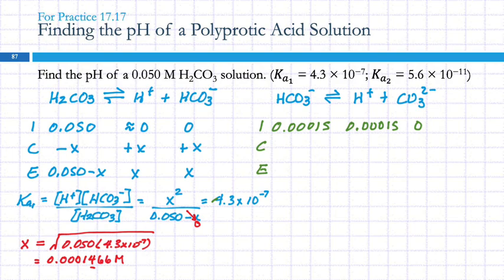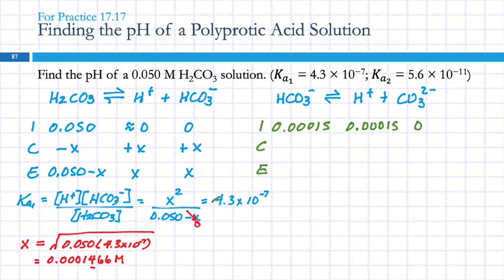So do you see how that first ionization inhibits the second ionization? Because now we have all this hydrogen ion from the first ionization, and that's a product in the second one, and so that's going to cause this equilibrium to lie further to the left than if that first ionization had not occurred. So we've got our equilibrium concentrations from the first ionization, and we use those for the initial concentrations of the second ionization.